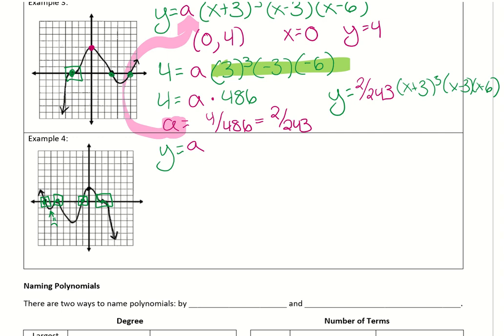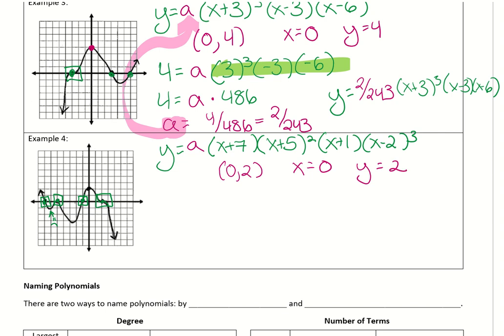Okay, there. So we're going to write our factors. So we're going to have x plus 7, x plus 5 squared, x plus 1, x minus 2 cubed. So our y-intercept is at the point (0, 2). So everywhere x equals 0, y is going to equal 2.